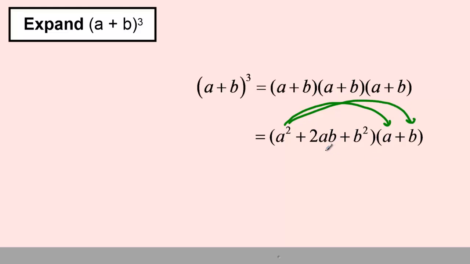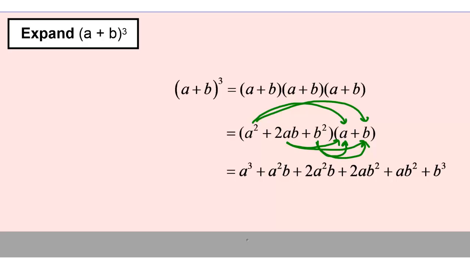And then we're going to take the 2ab and multiply it by the a, and the 2ab and multiply it by the b, and then finally the b squared multiplied by the a, and the b squared multiplied by the b. So it's sort of like a FOIL, but because it's a trinomial and a binomial, we can't really use the letters in FOIL.